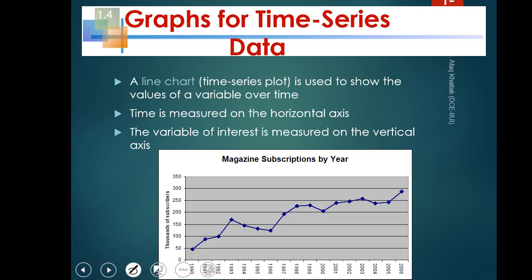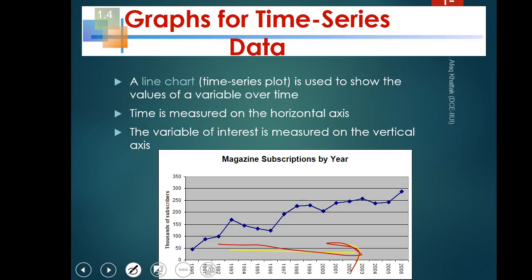So as I said, we have different types of representation for data. In the case of a time series plot, we represent the values of time, let's say 1990, 1991, 1992, 1993, on the x-axis. It's not only years; we can also use months, hours, or seconds on the x-axis, but time should always be on the x-axis.